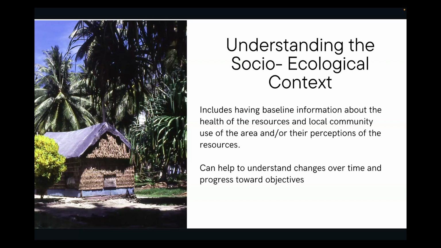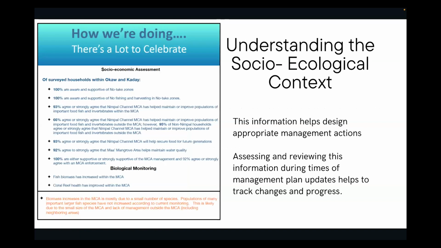So for example, are target fish species improving, or do community members feel they're benefiting from the site, or do they support management? And knowing this information can also help you design appropriate management actions. So for example, if most community members rely on the resources for the primary source of income or food source, then placing a whole area as no fishing area, no take area is likely not going to be feasible.